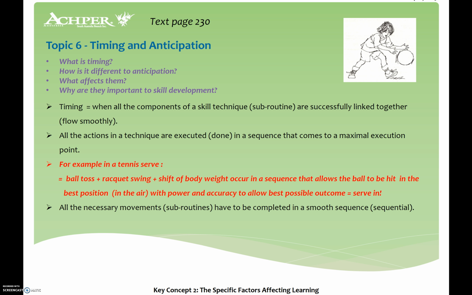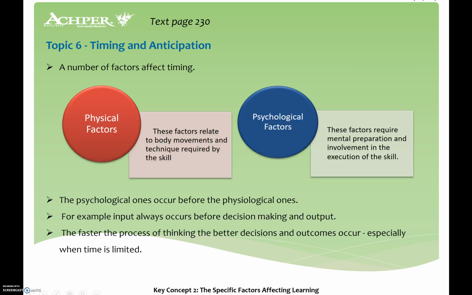So all the actions in a technique are executed in the sequence that comes to a maximal execution point. For example, in a tennis serve, the ball toss, the racket swing, the shift of weight, and then hitting the ball in the best position. So all those subroutines are completed in a smooth sequence. Same with basketball, the dribble, making sure that timing, the steps, laying the ball up into the square to get the ball in the basket.